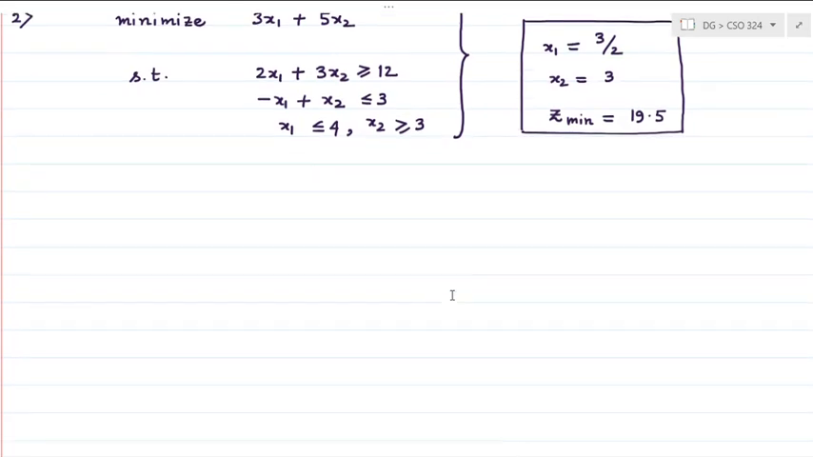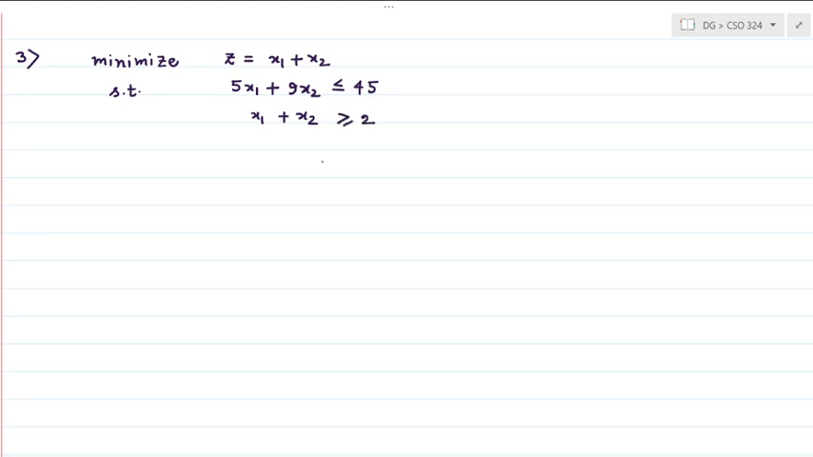Next problem we will consider is: minimize z is equal to x1 plus x2 subject to 5x1 plus 9x2 less than or equal to 45, x1 plus x2 is greater than or equal to 2, x2 is less than or equal to 4, together with the restrictions x1 greater than or equal to 0 and x2 greater than or equal to 0.